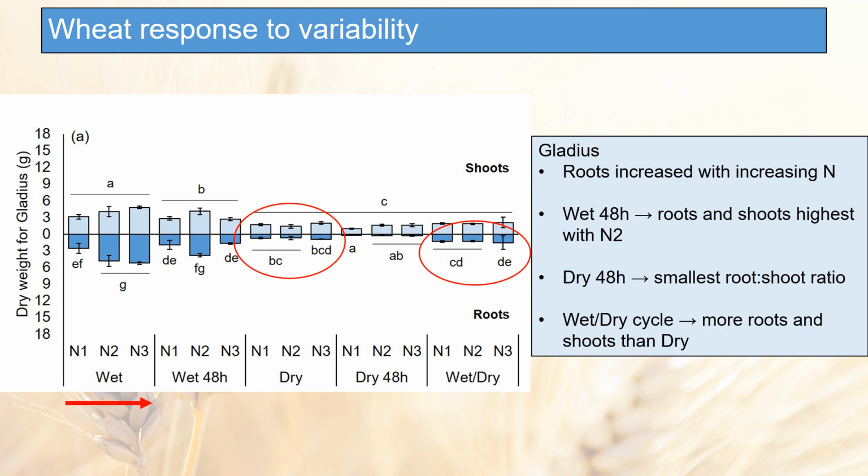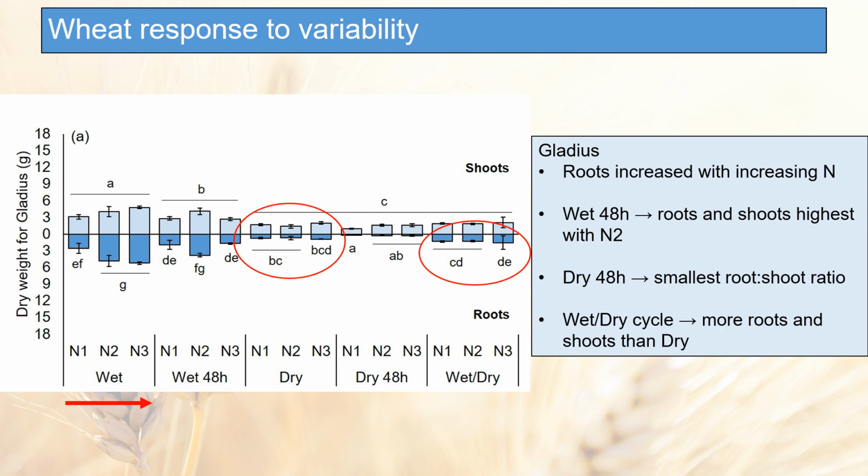However, if you look at the other end of the scale, at the drier treatments, we can see that with the dry 48-hour watering regime, there was the smallest root to shoot ratio, which could suggest that these plants were really stressed and didn't really like this 48-hour watering period and would rather prefer some consistency in their life. Unfortunately, it was not to be.